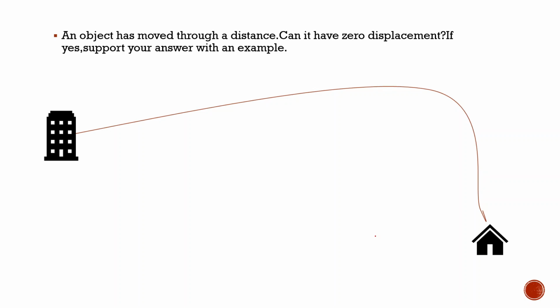So, when the initial position and the final position of an object is the same, the displacement is zero. Support your answer with an example. Just draw this diagram if needed. Otherwise, just write it in a statement.